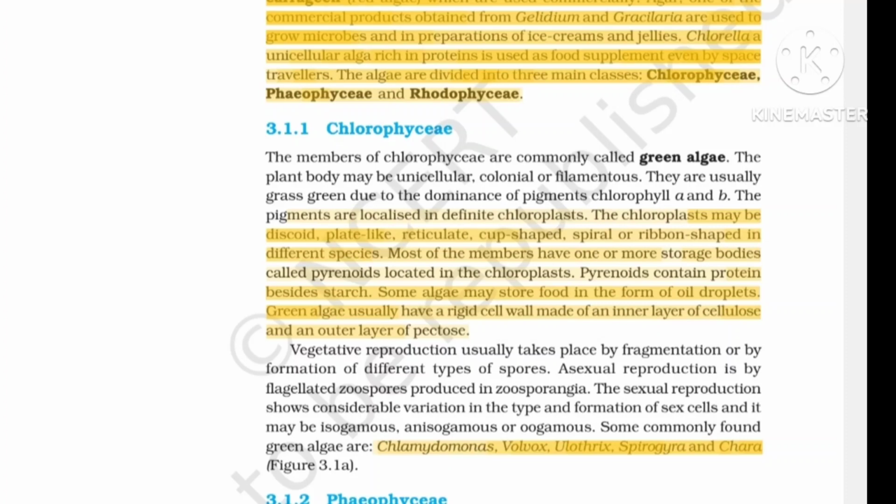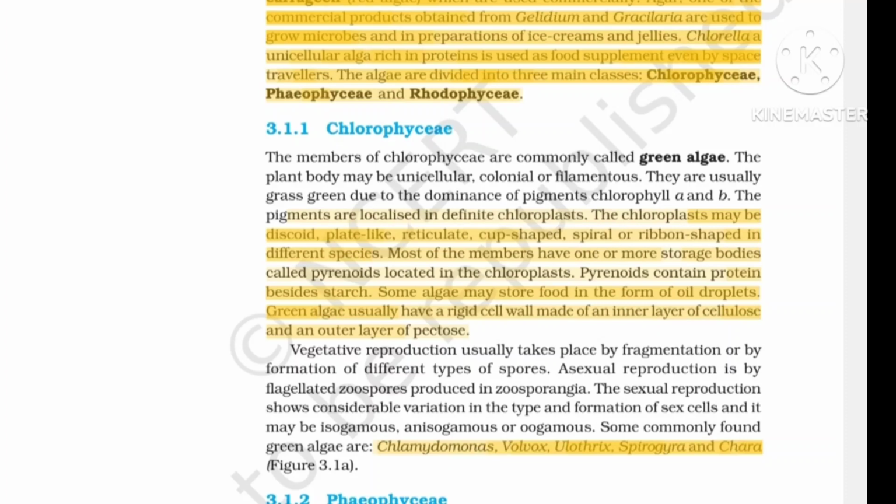They differ in their various shapes, like discoid, platelet-like, reticulate and cup shape, and they have storage bodies called pyrenoids, which contain both proteins and starch, and they have oil droplets. Green algae usually have a rigid cell wall made up of inner cellulose and outer pectose. They vegetatively reproduce by fragmentation and asexually reproduce by flagellated zoospores called zoosporangia.